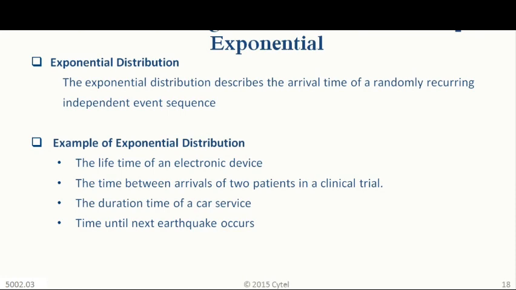The exponential distribution is also used for the inter-arrival time of arrivals in a clinical trial or at a telephone booth, the duration of a car service, or the time until the next earthquake occurs. Basically, the exponential distribution and the Poisson distribution go hand in hand, whenever the occurrence of events is according to Poisson and the inter-arrival times are according to exponential. This is too advanced for you to know now, but if it comes across, you will know it beforehand and be happy.